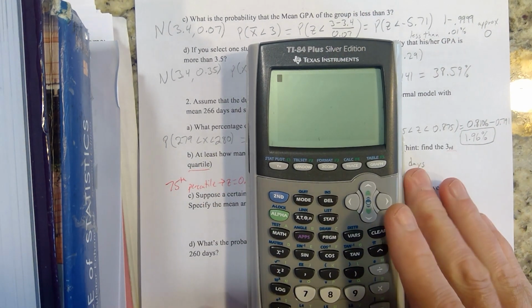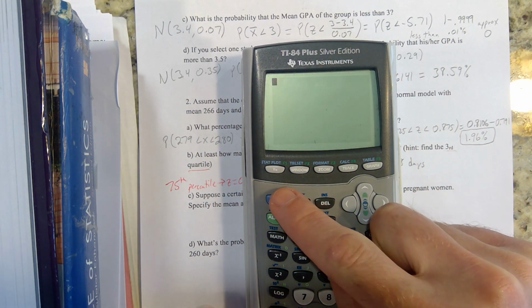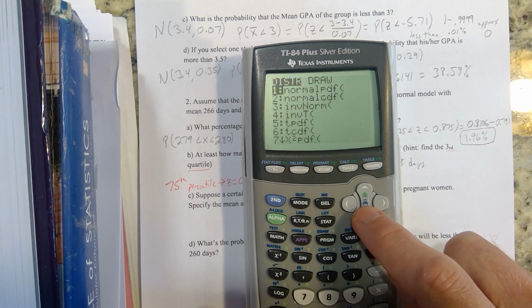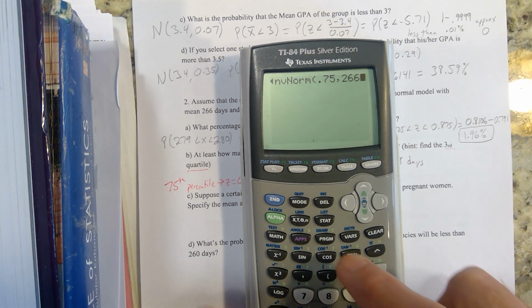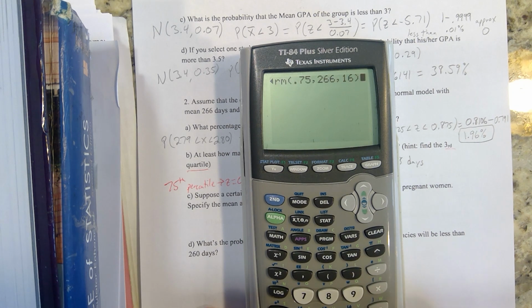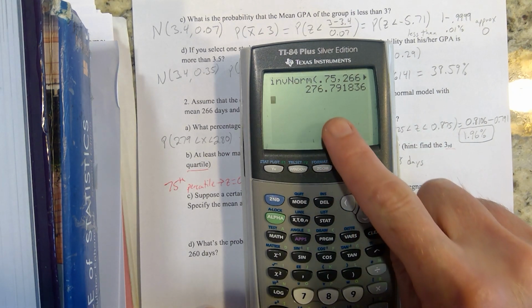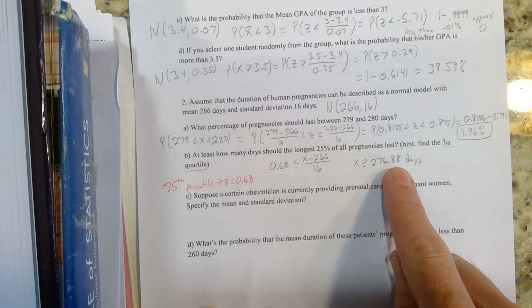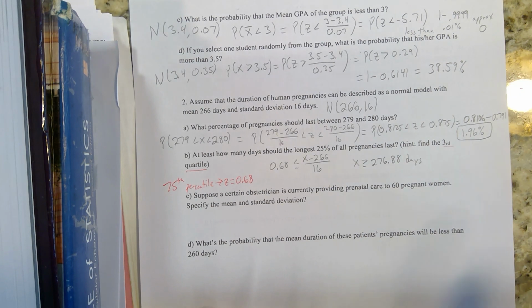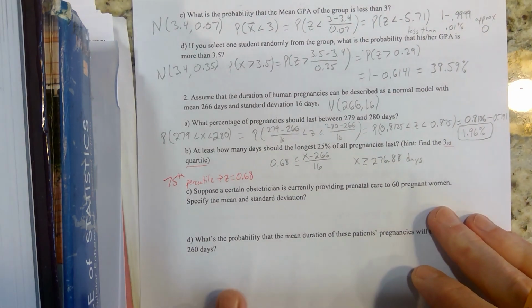So I'll show you on my calculator. Again, I'm talking about a distribution, so I would go to my distribution menu. This is an inverse calculation, so I would choose inverse normal. And then I tell my calculator I want the 75th percentile. The mean was 266 days, and the standard deviation was 16 days. And there is the more precise answer. 276.79 versus 276.88 days. Close enough, right? That's why our table suffices. We don't need the calculator because we're close enough there.